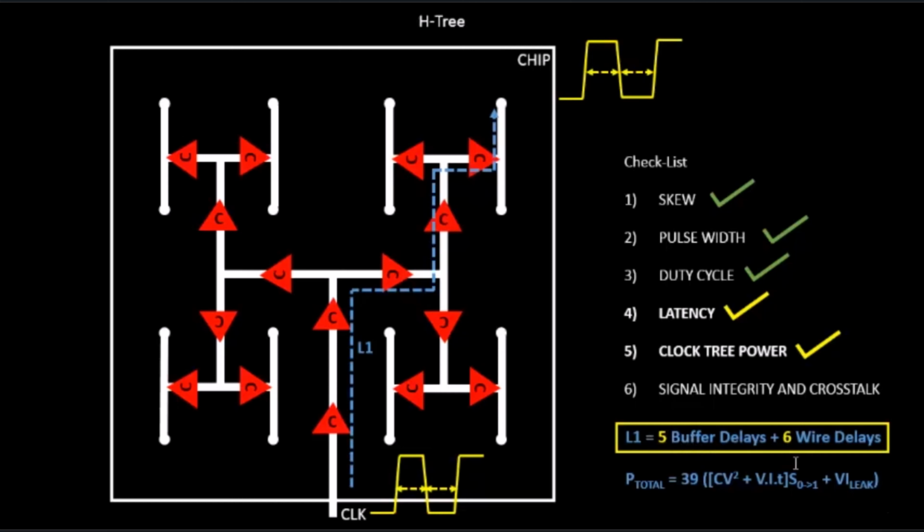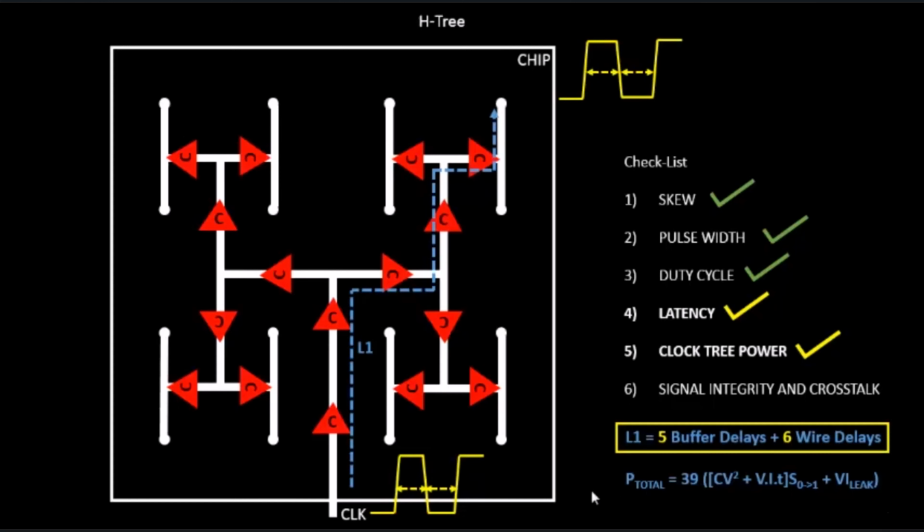And similar goes for the wire delays also. Initially we had 10 wire delays, but now we have 6 wire delays. The difference is that the length of the wires has changed. In this case, the wires are a bit longer compared to the previous one. So the wire delays pretty much more or less get balanced out, so it gets cancelled out. So let's not focus on the latency aspect.